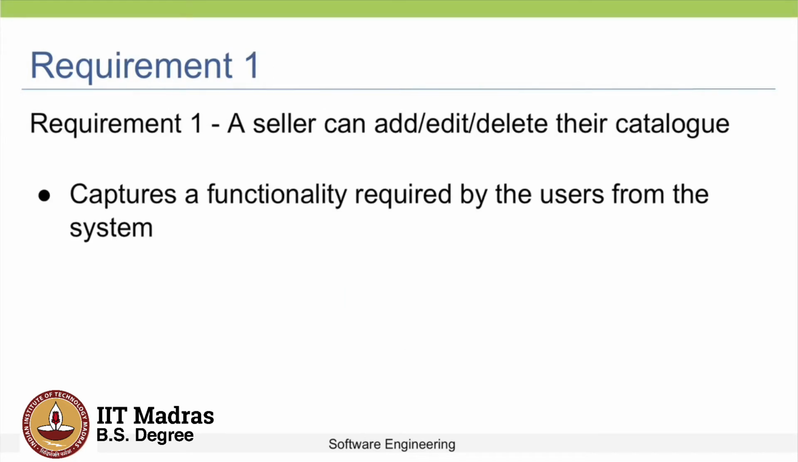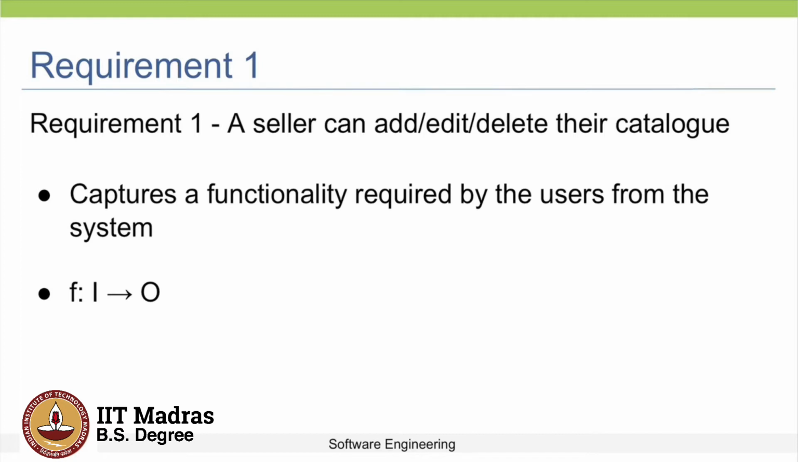So let's look at the first requirement. Requirement 1 captures the functionality required by the users from the system. The user performs some actions, gives some inputs, and based on that input, the system provides an appropriate output. Here you can see that the user can maybe add, edit or delete some things from their catalog, and the output will be a result of these actions. These types of requirements are known as functional requirements.